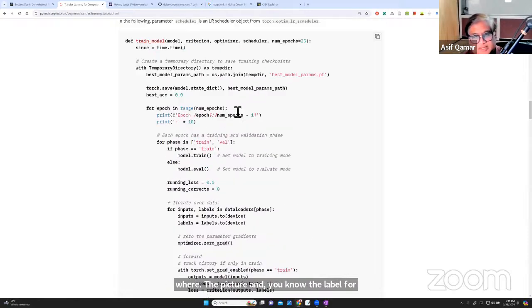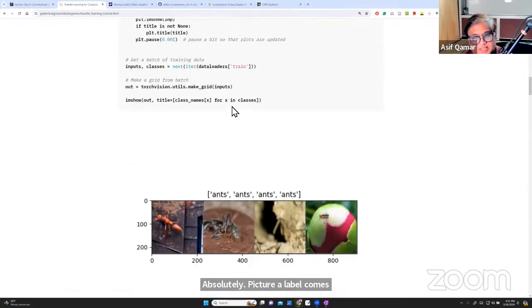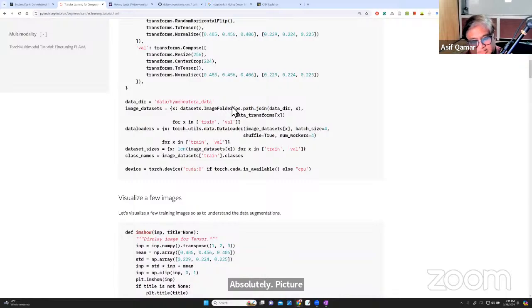In that for loop there, inputs and labels, that's where the picture and the label come in. And how do you feed it the pictures and the label? This is the data part of it.